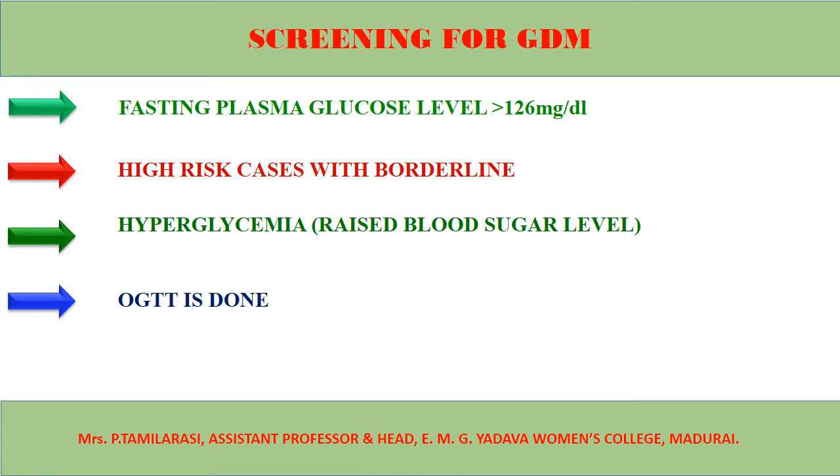How to screen for GDM, gestational diabetes mellitus? It is by fasting plasma glucose level, which should not be above 126 milligram per dl. And then high risk cases with borderline hyperglycemia, raised blood sugar level, OGTT is done. OGTT means oral glucose tolerance test, which will be done for a pregnant woman to know whether she is suffering from GDM or not.